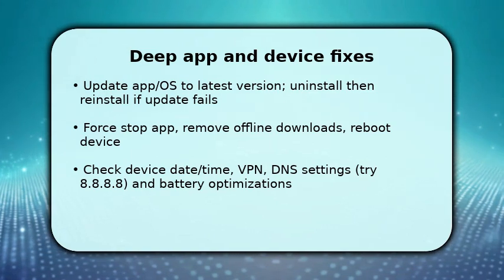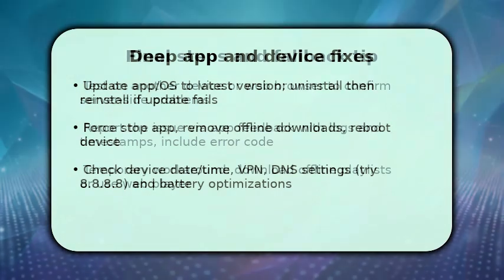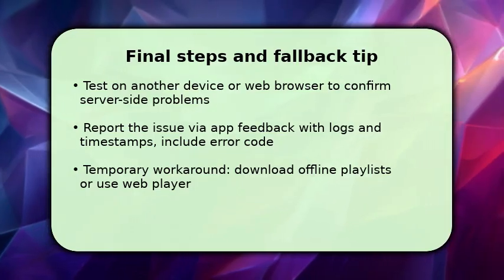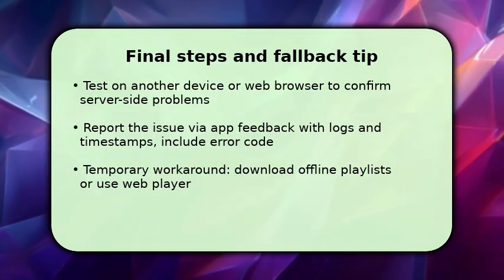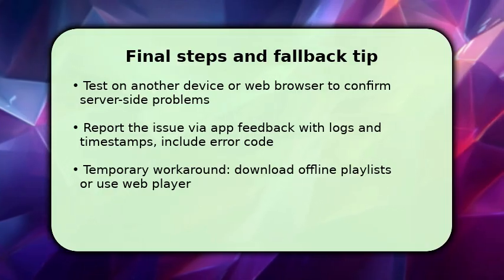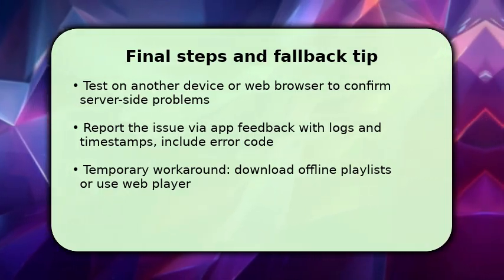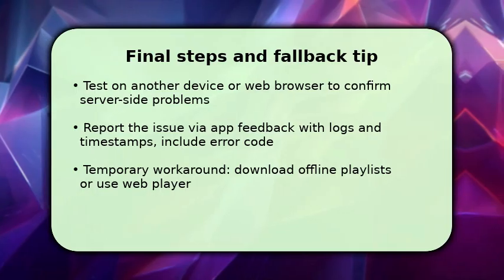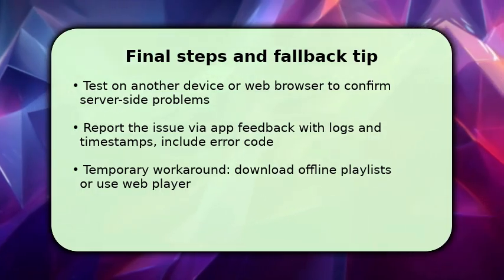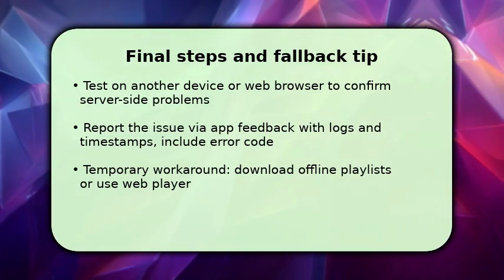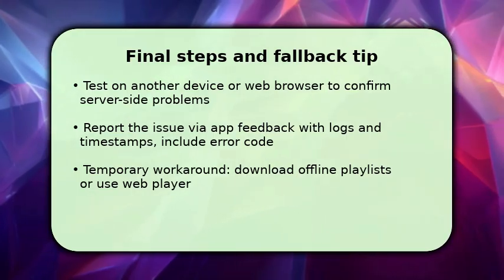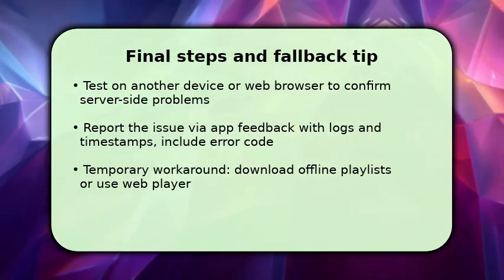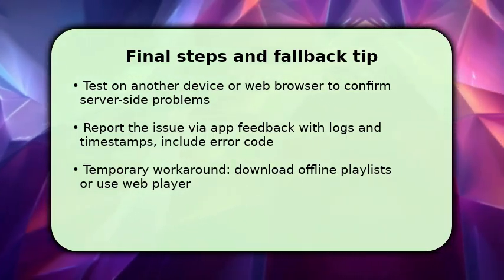Finish by verifying scope. Try YouTube Music on another device or in a different browser to determine if the problem is server-side. If the error persists across platforms, report it through the app's feedback tool, including precise timestamps, your device model, app version, and any error codes. This speeds vendor diagnosis. As a final fallback, use the web player or download critical playlists for offline playback.